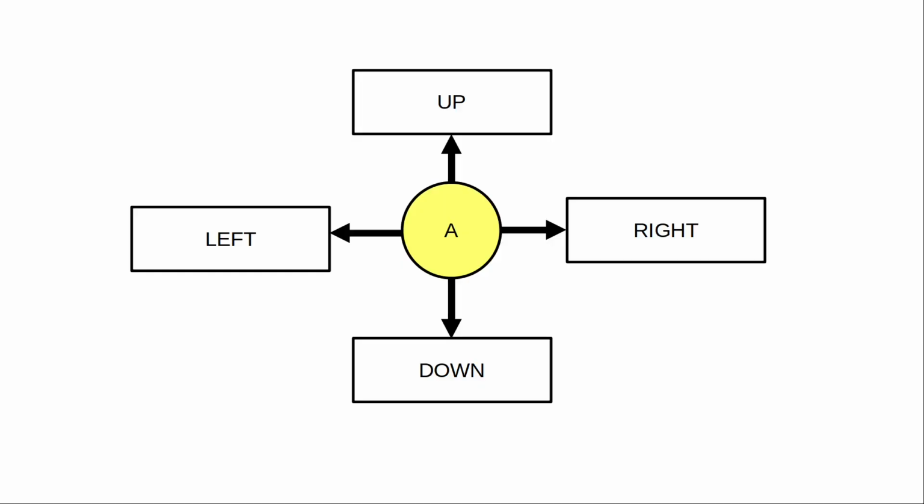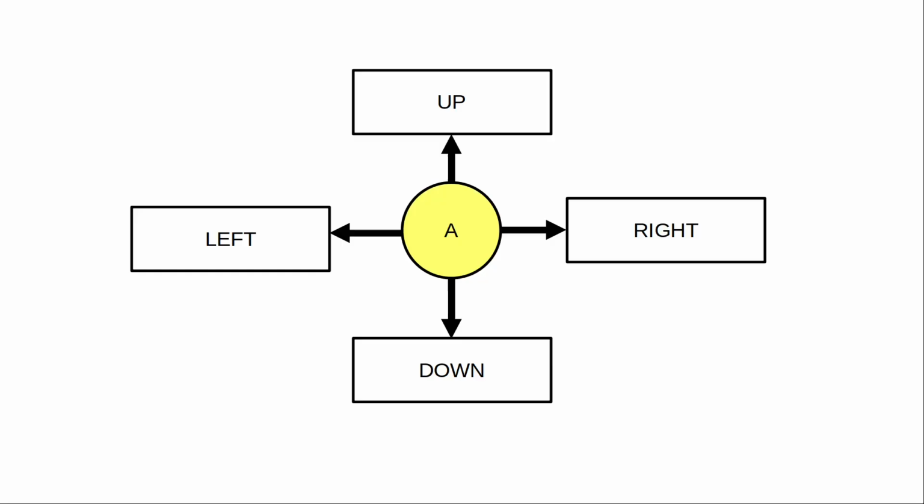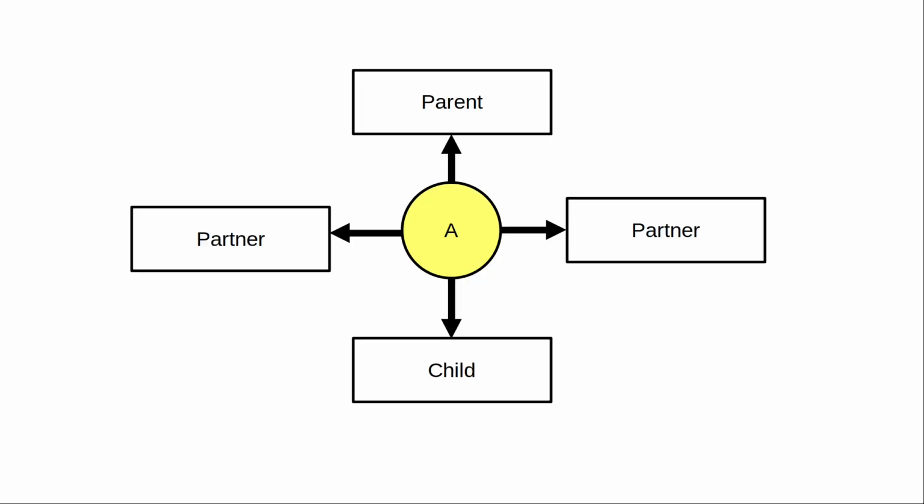The next thing to understand is, for my first solution, every single node has an up, down, right, and left. You can think of it as all nodes above are going to be parents, all nodes below are going to be children, and all nodes to the right or left are going to be partners. This is how I connect the nodes to each other.